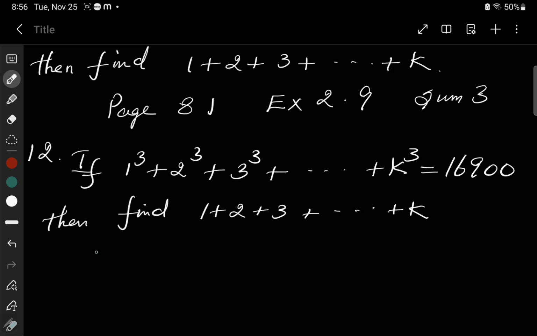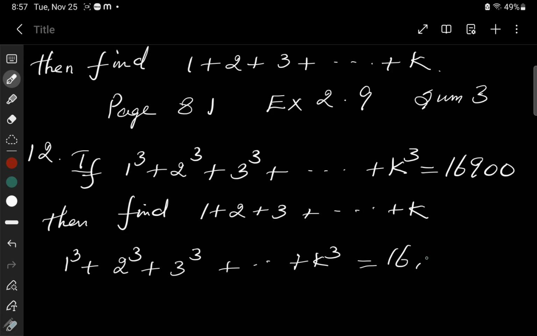See this sum given: if 1 cube plus 2 cube plus 3 cube plus dot dot dot plus k cube is equal to 16,900, then find 1 plus 2 plus 3 dot dot dot k. See, here the sequence is given in the question, and you also have to find the sequence. 1 cube plus 2 cube plus 3 cube dot dot dot k cube is equal to 16,900.